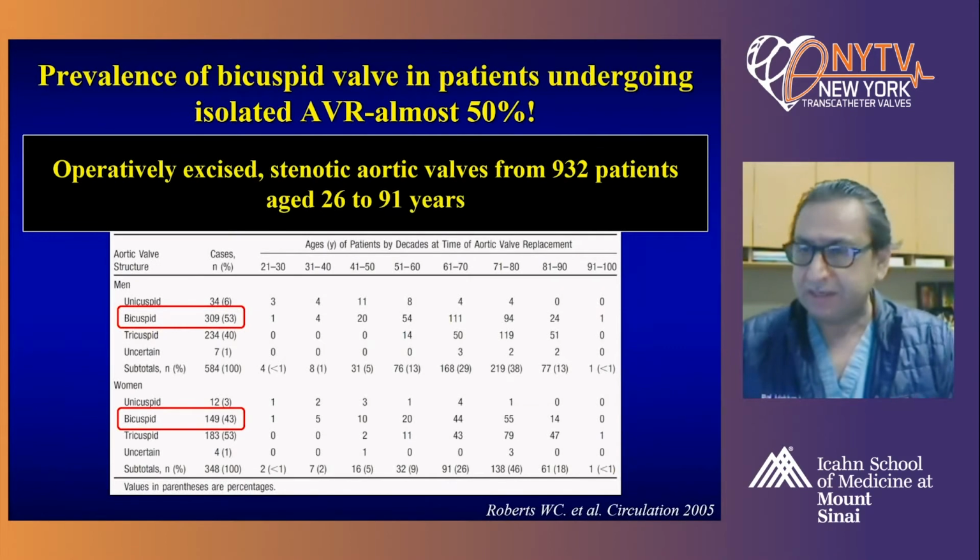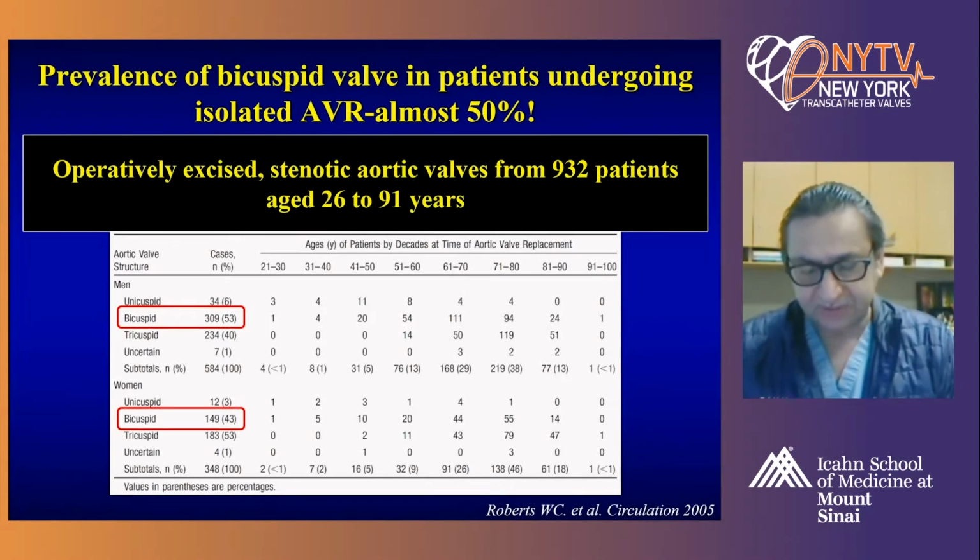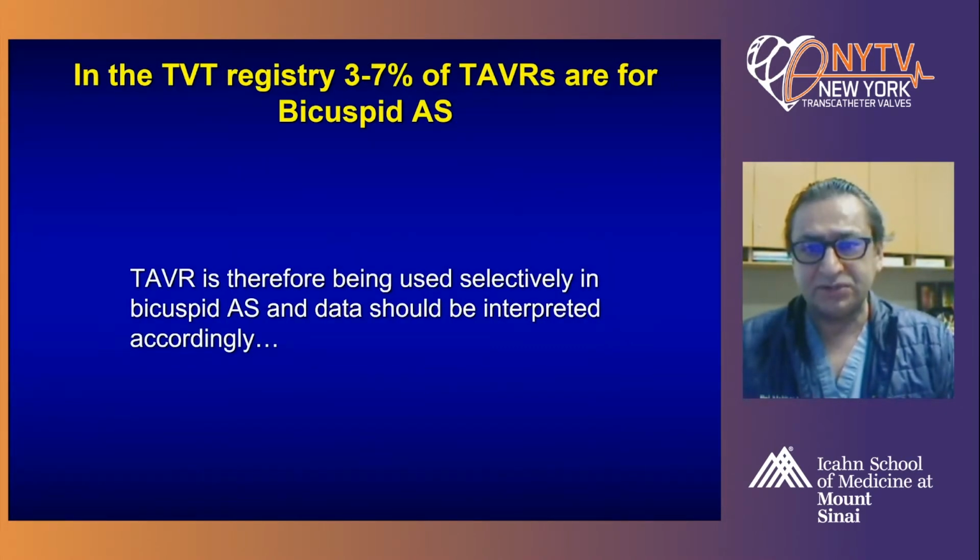Now, despite multiple series, including this very classic manuscript by Dr. Roberts, which suggests that the prevalence of bicuspid aortic valve in patients undergoing isolated AVR is almost 50%, when you look at a number of registries, such as the TVT registry, only 3 to 7% of the TAVRs are actually being done for bicuspid aortic stenosis. So as we talk about the data for TAVR and bicuspid aortic stenosis, I think we should keep this in mind: TAVR is therefore being used selectively in bicuspid AS, and the data should be interpreted accordingly.